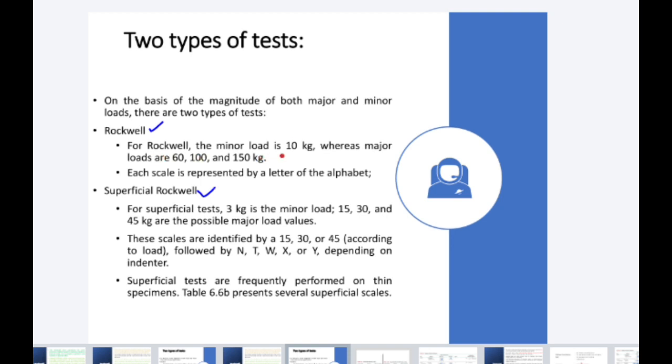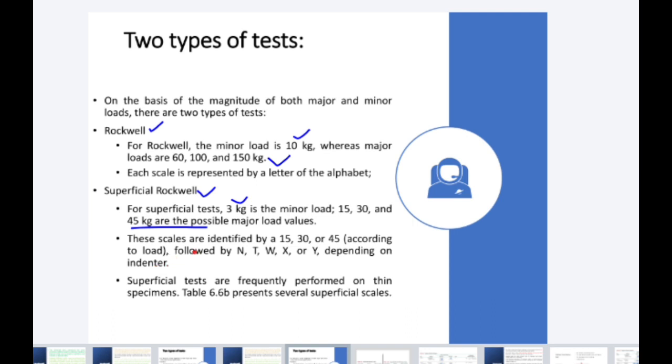For Rockwell, the minor load is 10 kg, whereas the major load can be one of three values: 60, 100 and 150 kg. Each scale is represented by a letter of the alphabet. Then we have the superficial Rockwell, where 3 kg is the minor load and 15, 30 and 45 kg are the possible major loads. So in the superficial Rockwell test we use less load compared to the Rockwell test. These scales are identified by 15, 30, 45 according to the load.